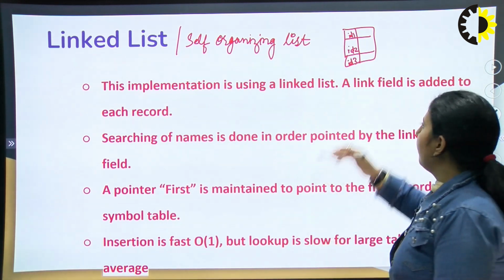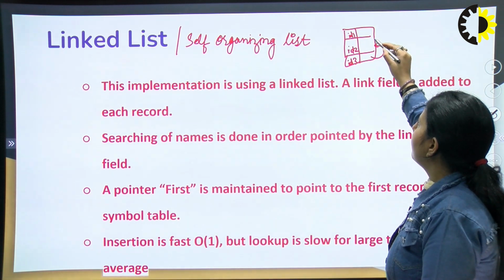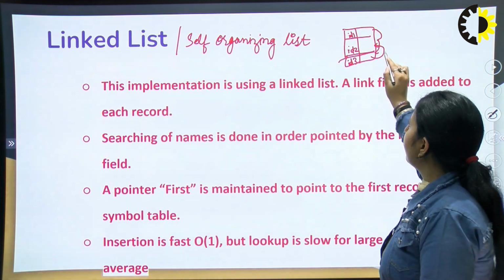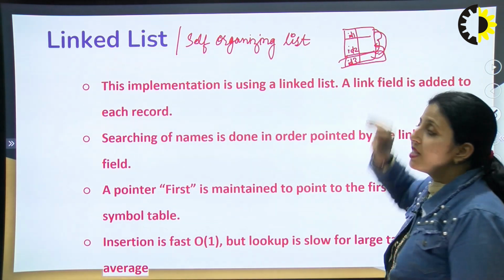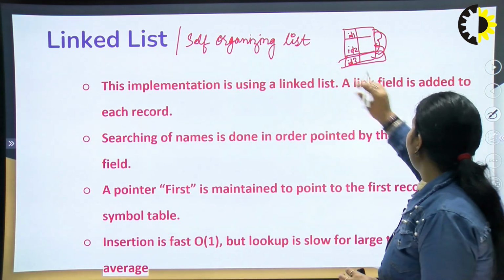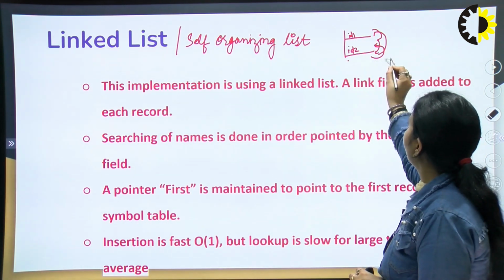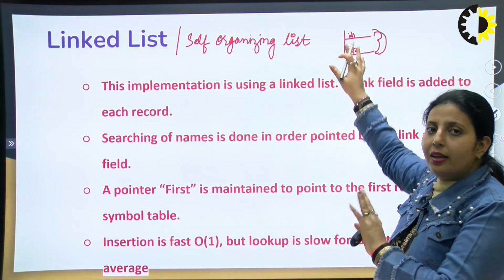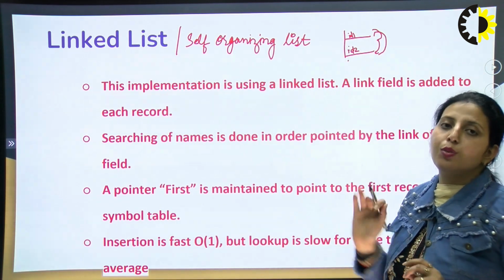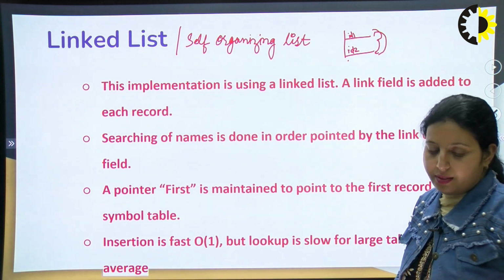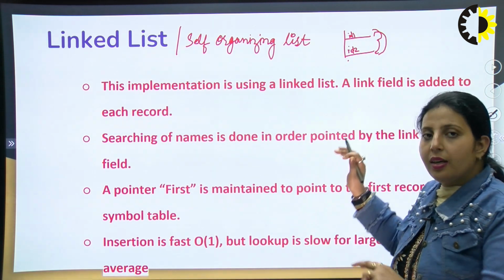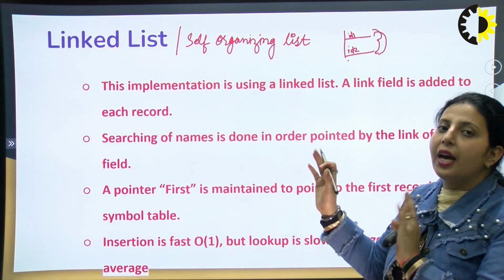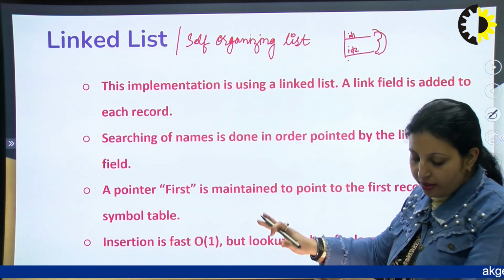ID3, where one entry points to ID3 and ID3 points to the next, and if we have deleted ID3, then these links are self-organized. It organizes the links itself. That's why it is known as the self-organizing list. The linked list is better than the previous implementation, that is the list or array implementation.